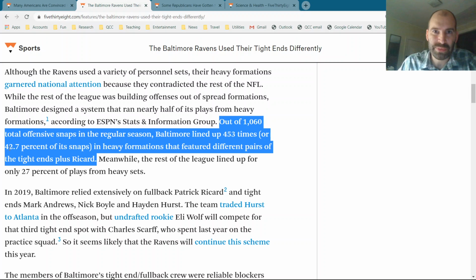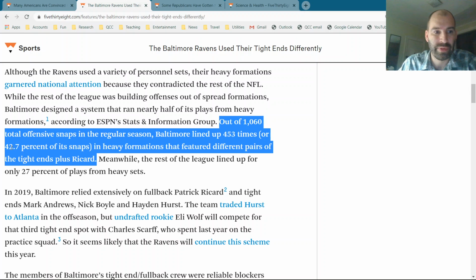But remember, a statistic comes from a sample. Where did this come from? Out of 1,060 total offensive snaps in the regular season, they measured every single offensive snap. The snap is when you hike the ball, I believe that's what they mean. But the fact is that they measured every single one. So that means that this measurement here, this 42.7, came from the population. Not just a sample, but from the whole population. So here we have an example of actually a parameter.